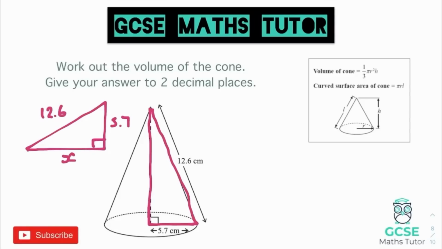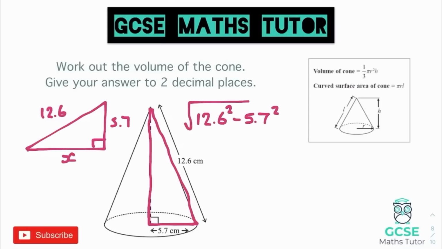We're either going to add them or take them away from each other. In this case, we'll do a takeaway because we're looking for a shorter side, and then we'll square root our answer. So to get the height, we are going to do 12.6 squared take away 5.7 squared, and then square root the answer.